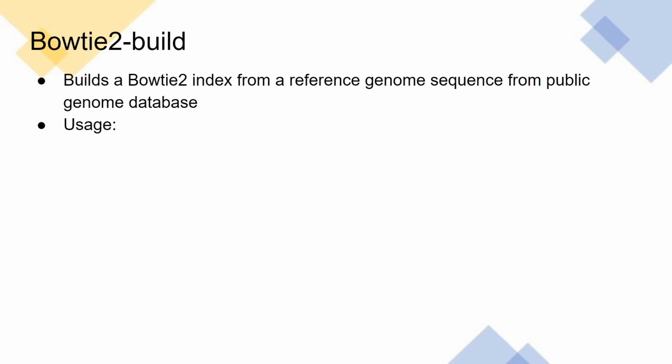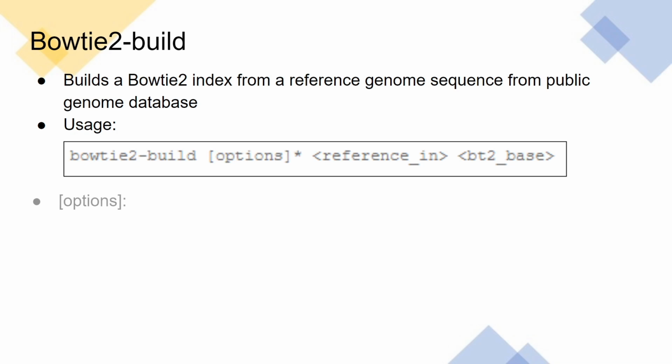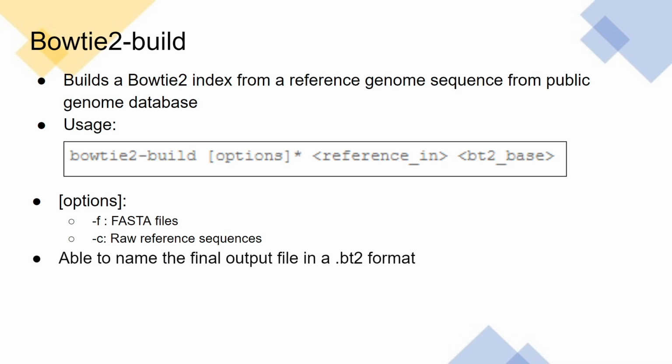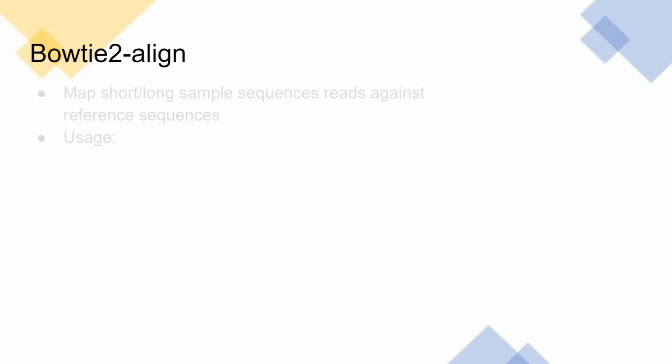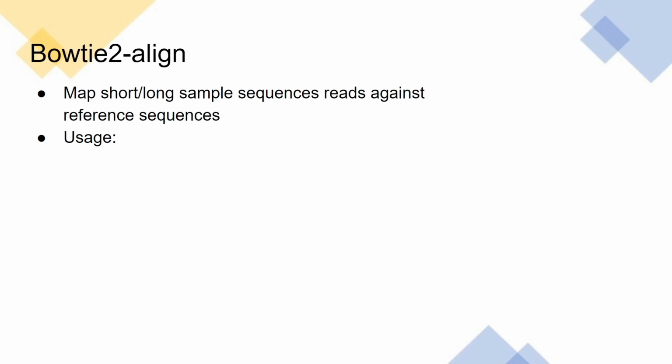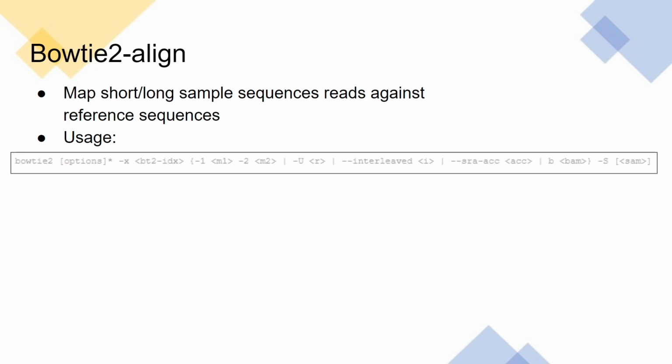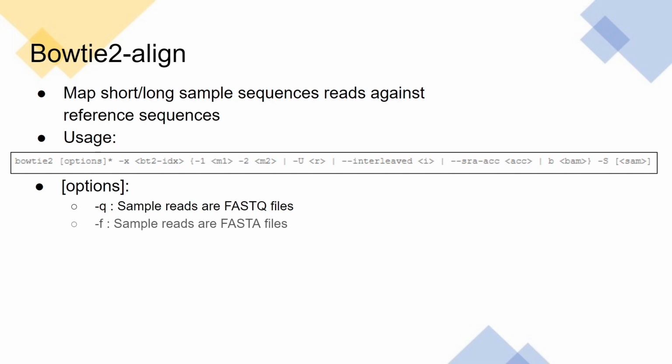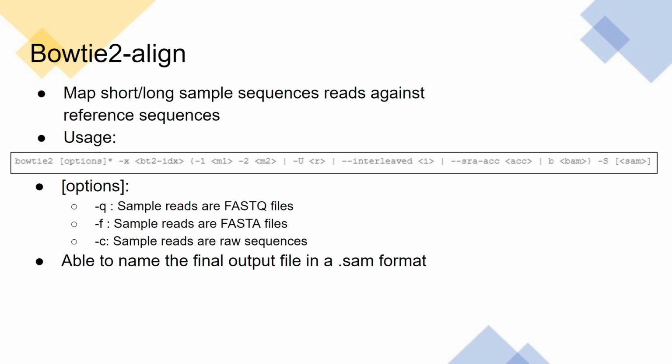The Bowtie2 build command builds an index from a reference genome sequence from a public genome database. They have multiple options to allow multiple input formats such as FASTA files or raw reference sequences. You are also able to name the final output file in a .bt2 format. The Bowtie2 align command maps long or short sample sequence reads against reference sequences. They support multiple types of input formats such as FASTQ, FASTA, or raw sequence files. You are also able to name the final output file in a .sam format.